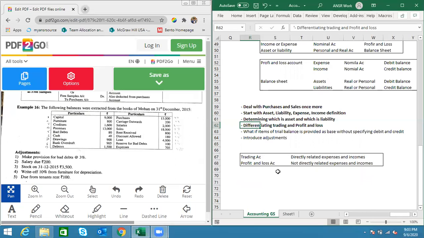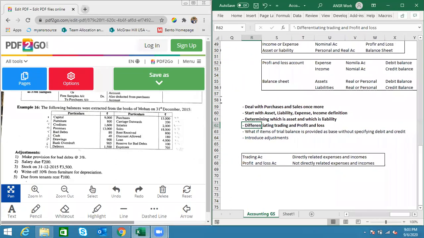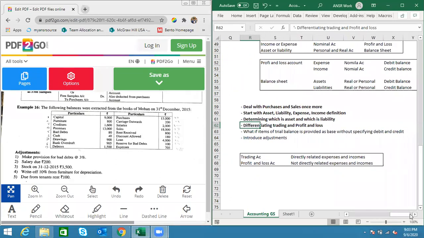Dheeraj, with this now final accounts is done, no? No. So balance sheet is pending. Then I'll go to how to answer the question. So this part is very important also. Introduce adjustments. Once I go to the question, before the question also I want to introduce that.